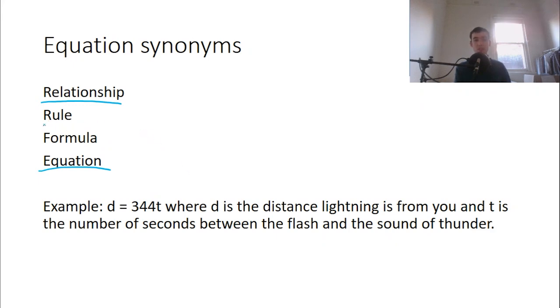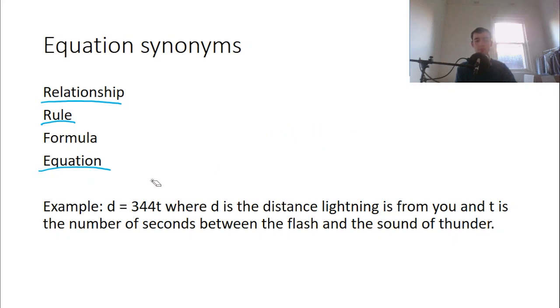All right, so a rule is another word for the equation. And D and T obey the rule. For example, if T equals 1, according to the rule, D has to be 344 times 1, which is 344. D can't be anything else. D is not allowed to be anything else, so it has to obey the rule.